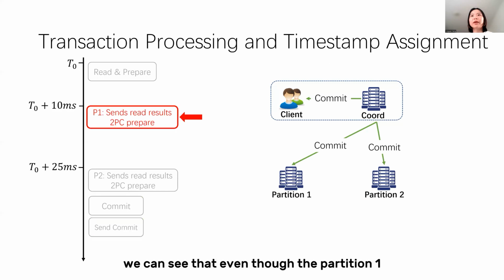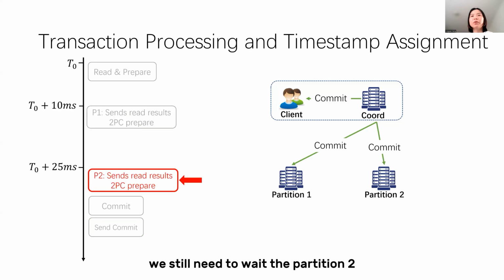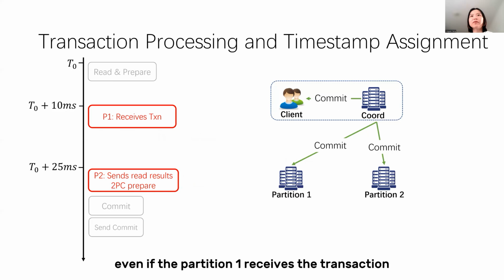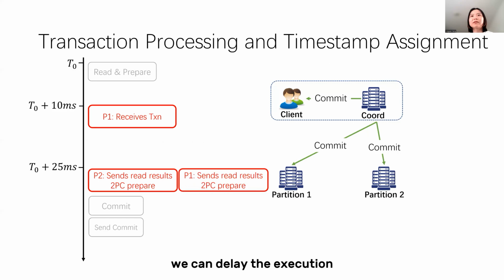In this example, we can see that even though partition 1 processes a transaction at T0 plus 10 milliseconds, we still need to wait for partition 2 to process this transaction. Therefore, we observe that the furthest partition decides the overall transaction processing time. As a result, even if partition 1 received the transaction at T0 plus 10 milliseconds, we can delay the execution until T0 plus 25 milliseconds, and it will not affect the overall transaction processing time.